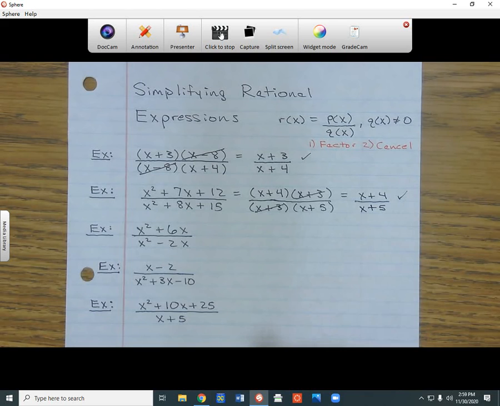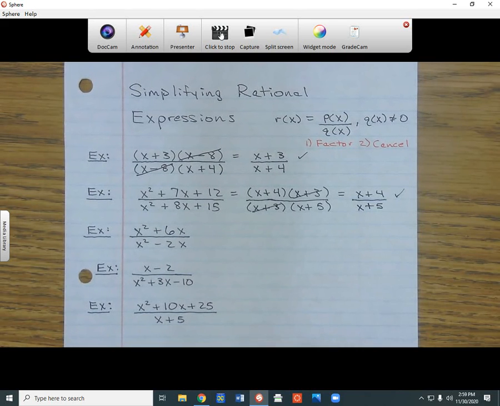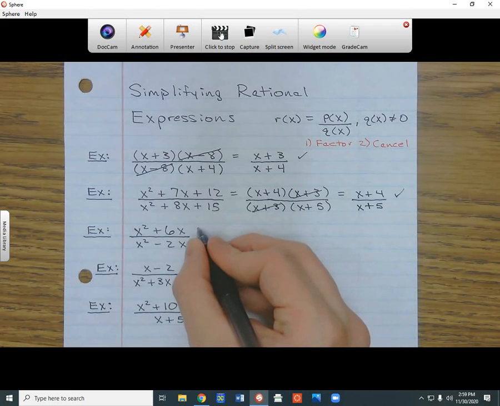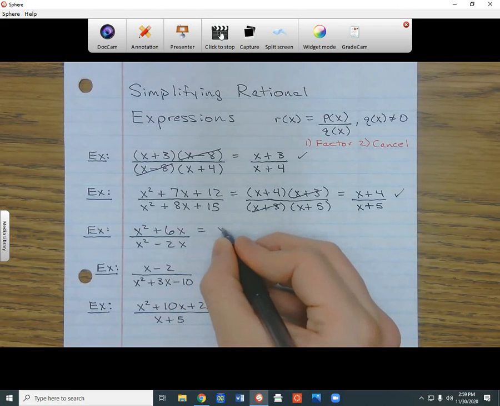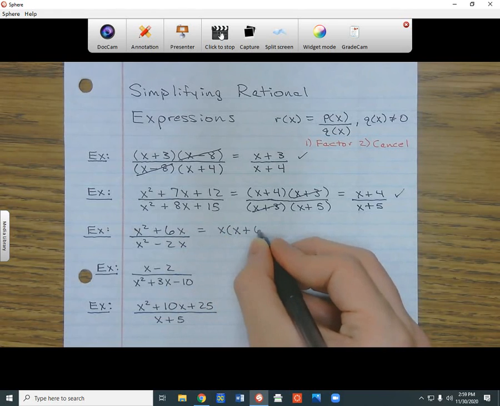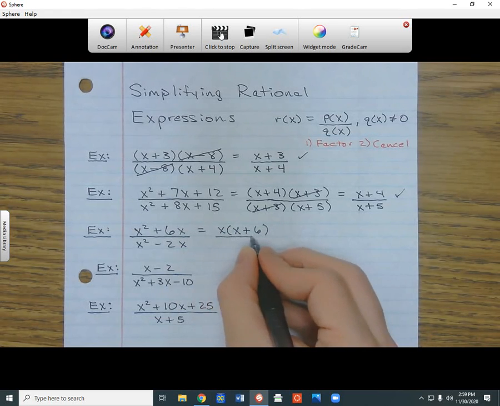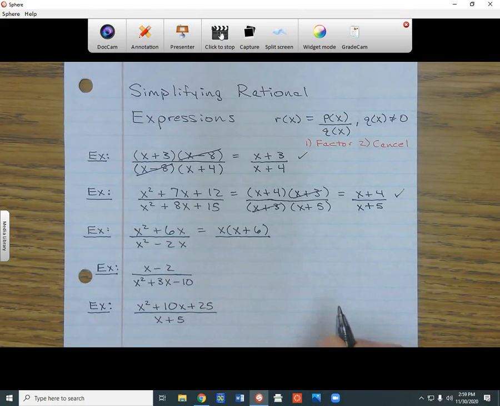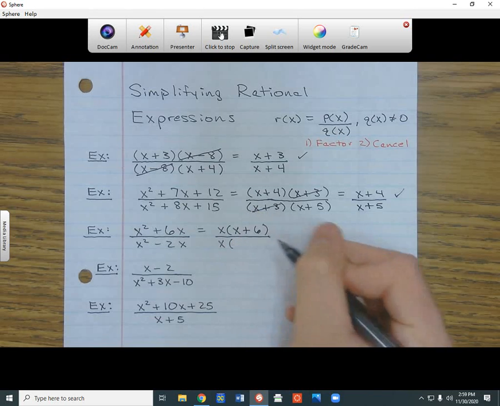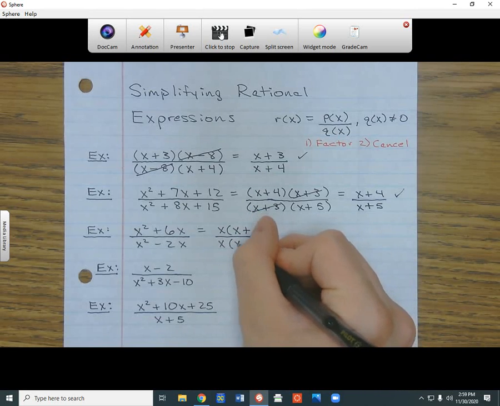Okay, so looking at this next one, I have x squared plus 6x on top, and I have x squared minus 2x on the bottom. I know that they both have an x in common on the top and the bottom, so I can take out an x from the top, and I'm left with x plus 6 on the inside. On the bottom, I can also take out an x. Once I take out the x, I'm going to be left with x minus 2.